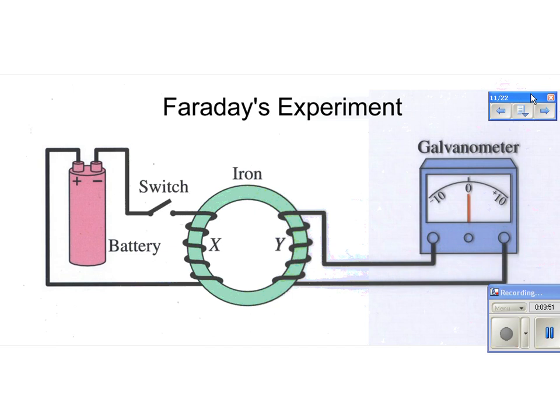Because the iron core is circular, it'll trap the magnetic field. It'll direct the magnetic field into a circular motion. So he's basically creating this little electromagnet.